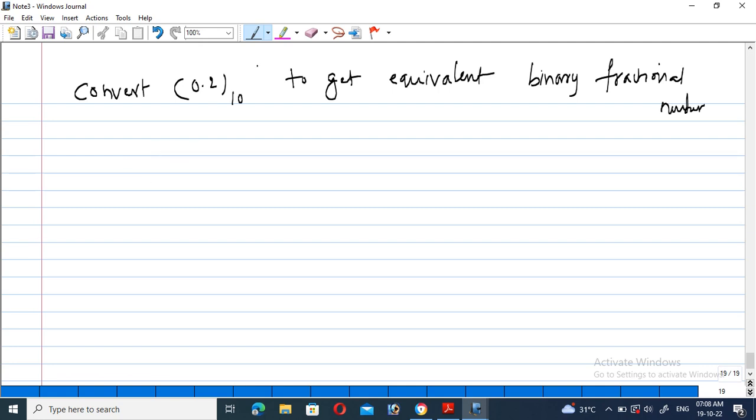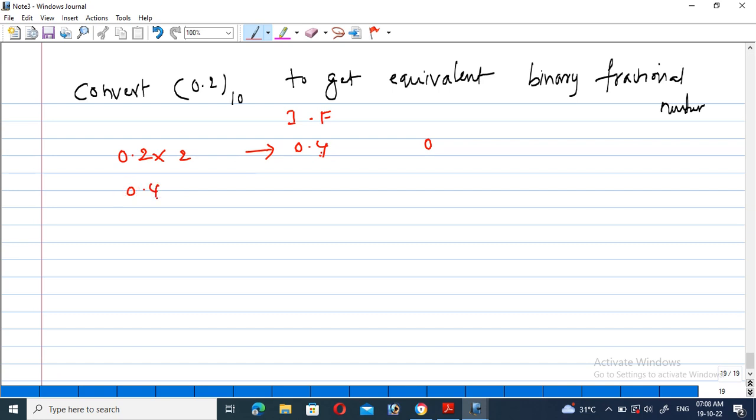In this process, 0.2 is multiplied with 2, the base of the number system you convert to, and you will get 0.4. So what is the integer value here? This is the integer, and this is the fractional part. The integer value can be represented separately. So this integer value is 0. Again you have to take the corresponding fractional part.